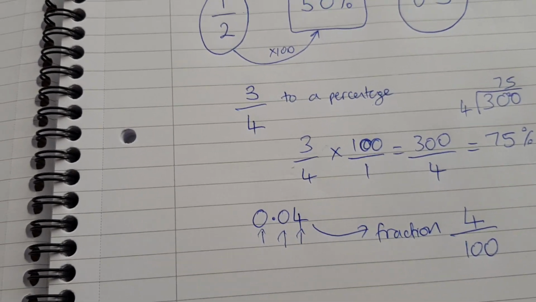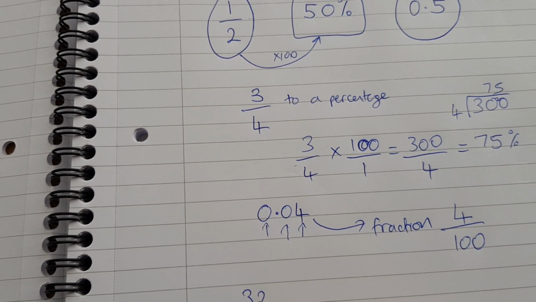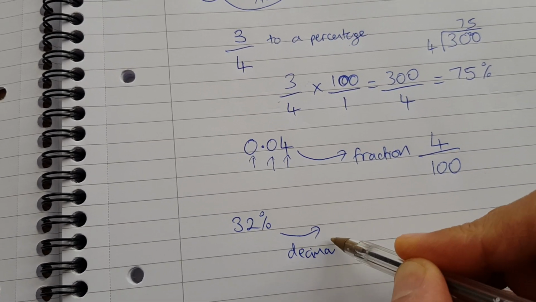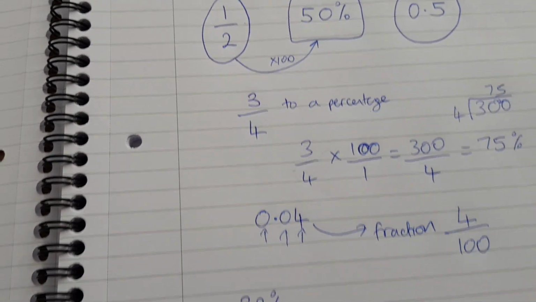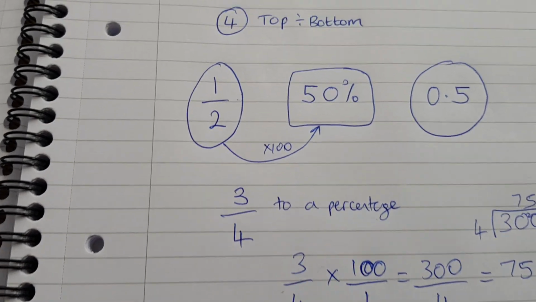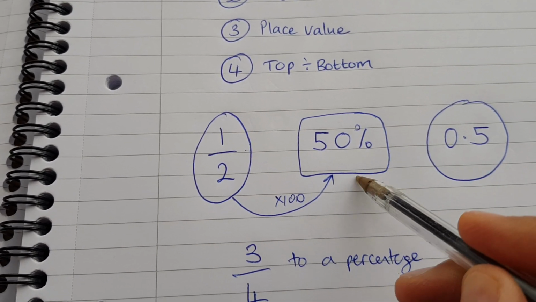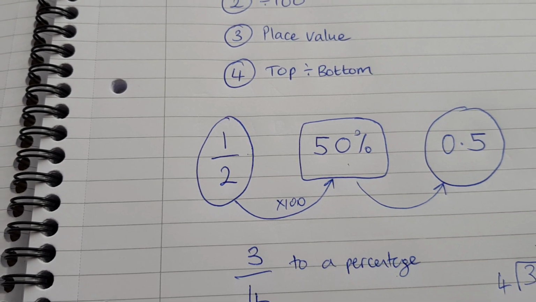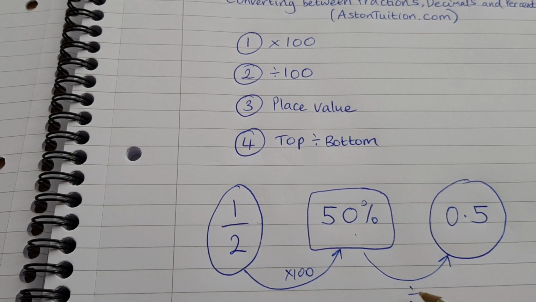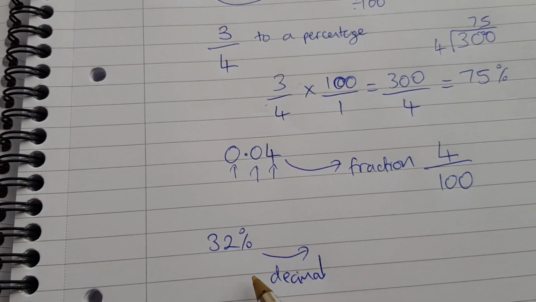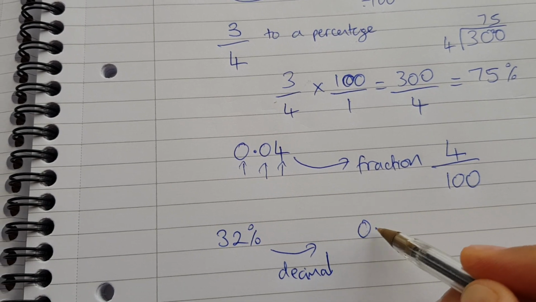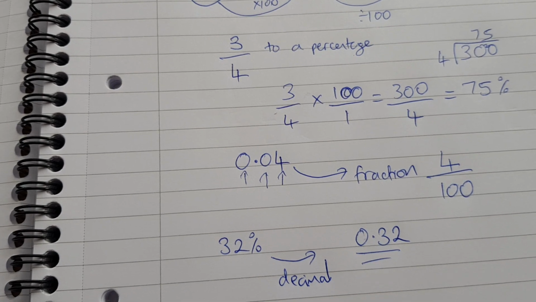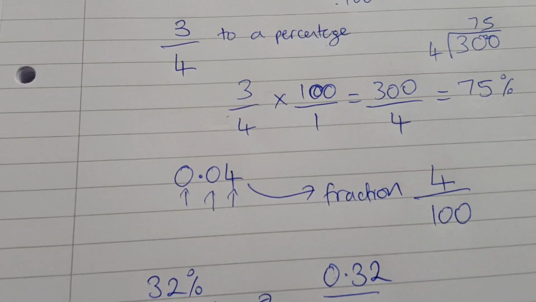Let's do another one. So let's say if you've got 32%, and you have to change that to a decimal. Okay, so 32% into a decimal. Now let's have a look. Percentage to decimal. So 50 is becoming a half. It's got a lot smaller, so it's going to be divided by 100. So if you divide 32 by 100, it's 0.32. So that is how you change a percentage to a decimal.